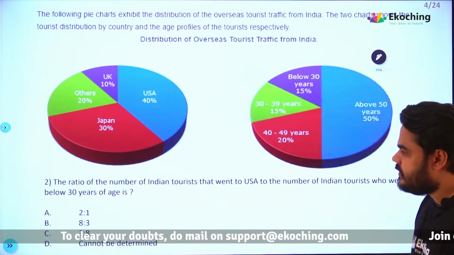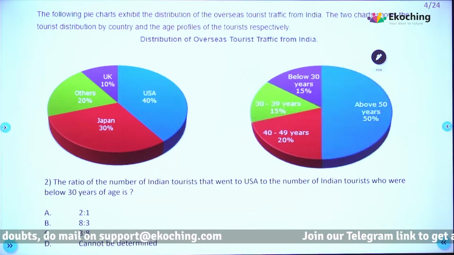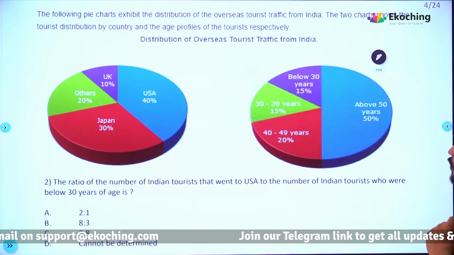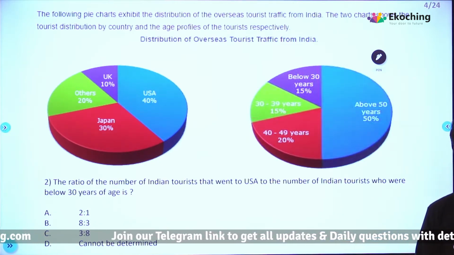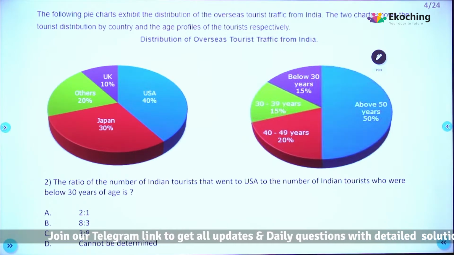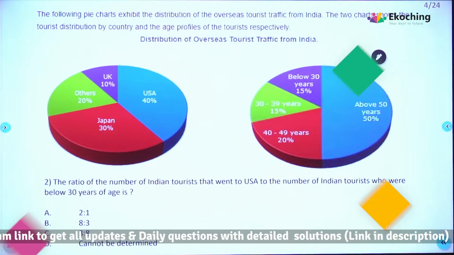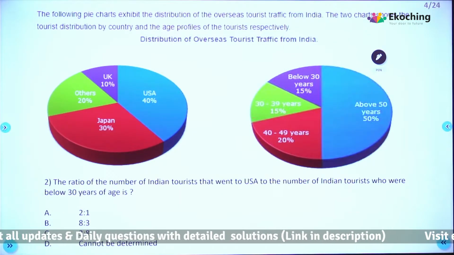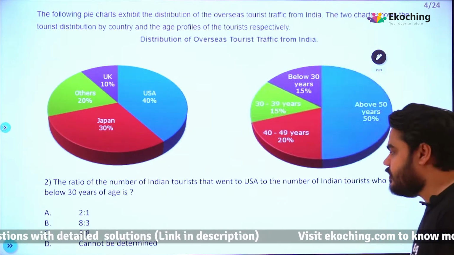Next question. The ratio of the number of Indian tourists that went to USA to the number of Indian tourists who were below 30 years of age is what? Right? So pause the video. This is easy to moderate. Take about 1.5 minutes. Alright, so I hope by now you have marked the correct answer. Let's have a look at the question.